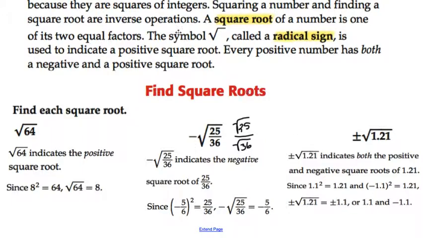You can write it this way. Let me go ahead and underline that so you can see it. This is the common way to write that, where you have two answers. What it means is you have both positive 1.1 and negative 1.1. There are two answers in there. I want you to be able to recognize that notation.